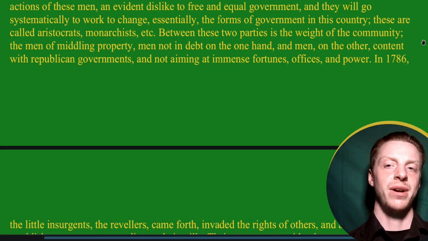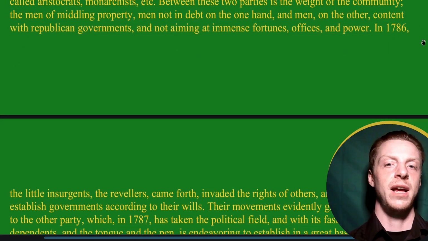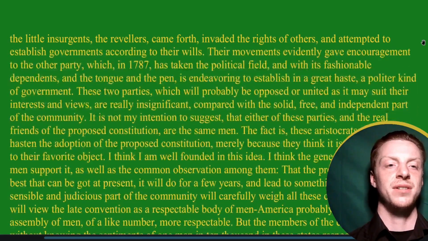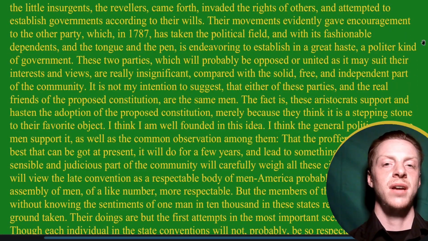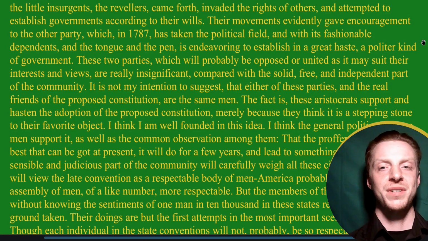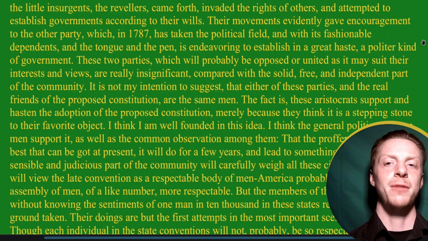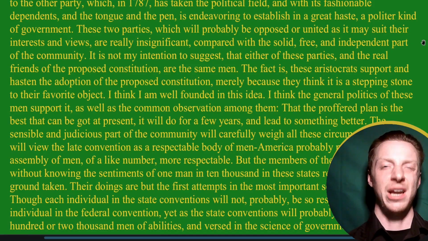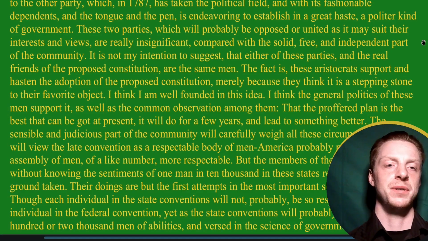Between these two parties is the weight of the community, the men of middling property, men not in debt on the one hand, and men, on the other, content with republican governments, and not aiming at immense fortunes, offices, and power. In 1786, the little insurgents, the revelers, came forth, invaded the rights of others, and attempted to establish governments according to their wills. Their movements evidently gave encouragement to the other party, which in 1787 has taken the political field, and with its fashionable dependents and the tongue and the pen, is endeavoring to establish, in a great haste, a politer kind of government.